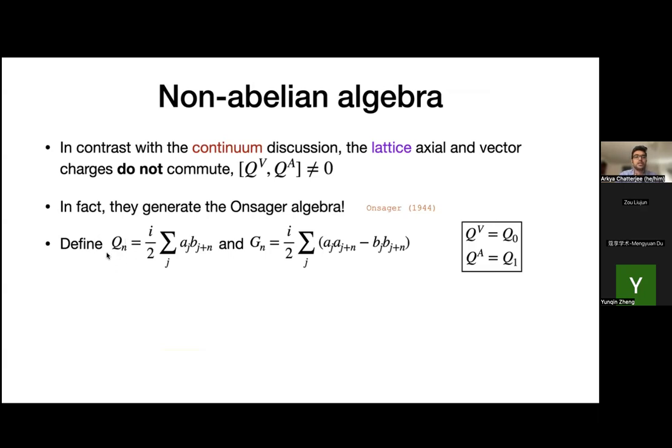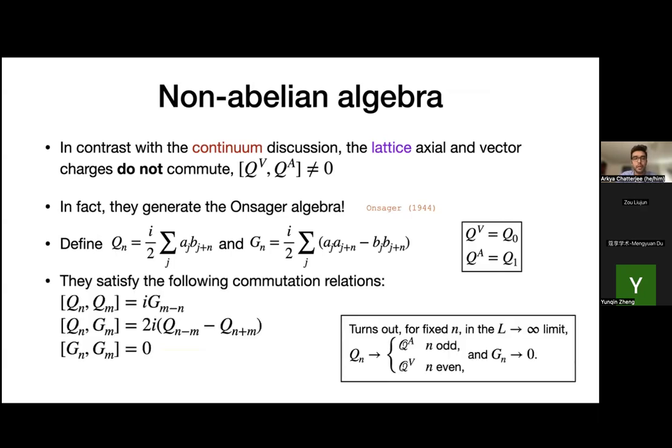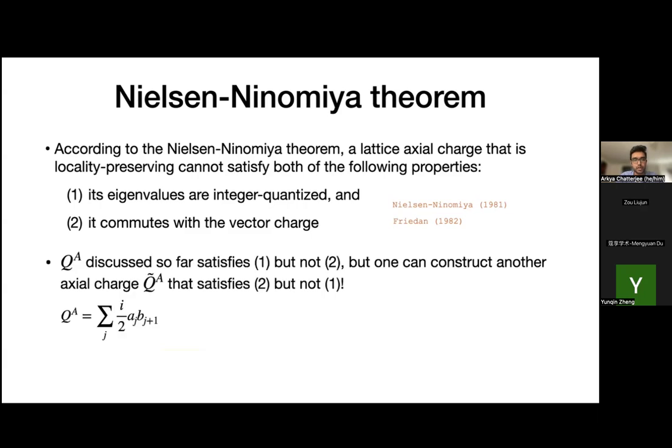So in particular, because Q1 and Q minus 1 are both symmetries, the average of Q1 and Q minus 1 is also a symmetry of the Hamiltonian. So that's how one can construct Q tilde A. However, you see that the terms in Q tilde A don't commute with each other. And a related fact is that the eigenvalues of Q tilde A are not integer quantized.